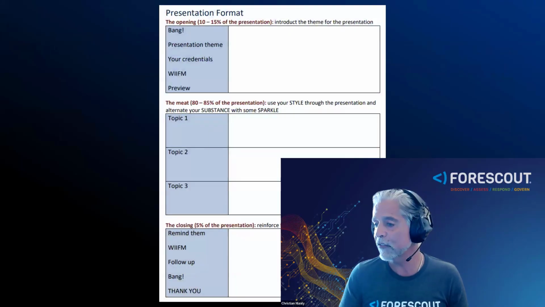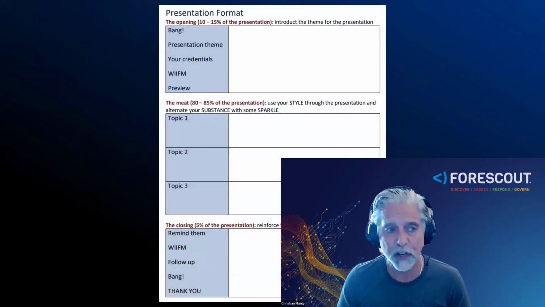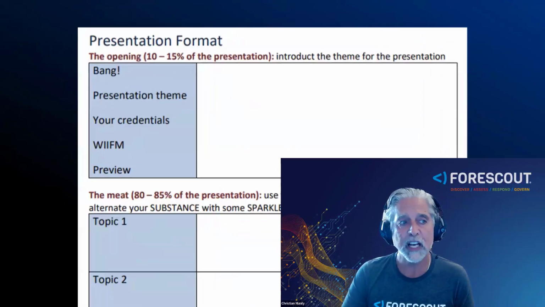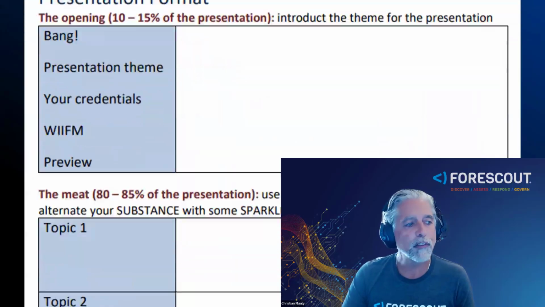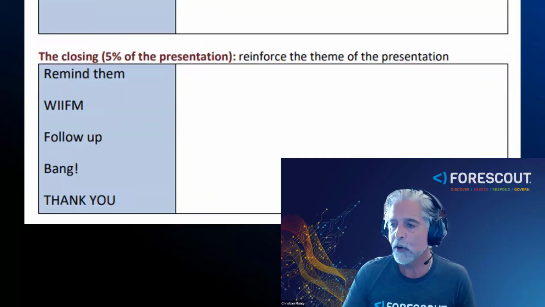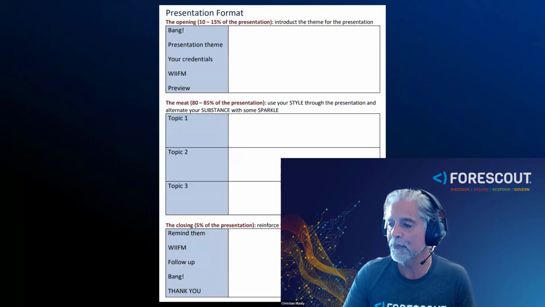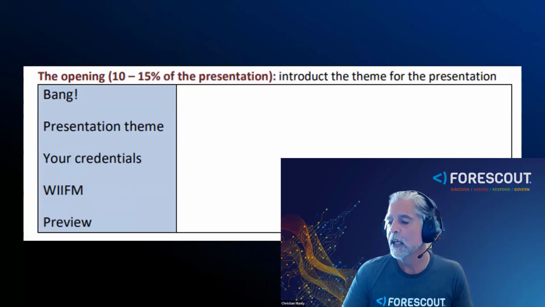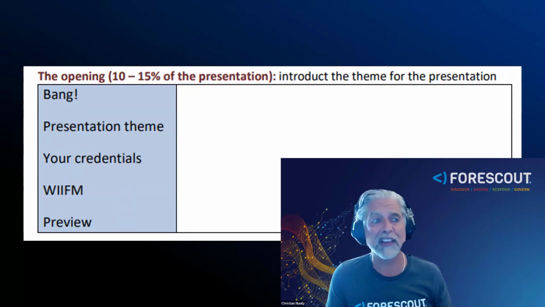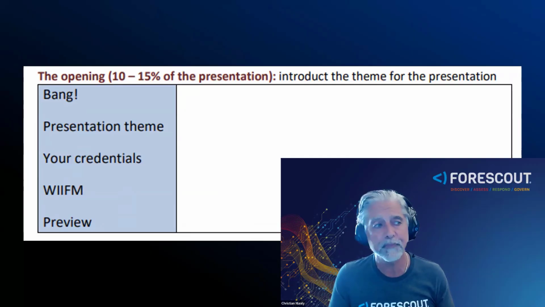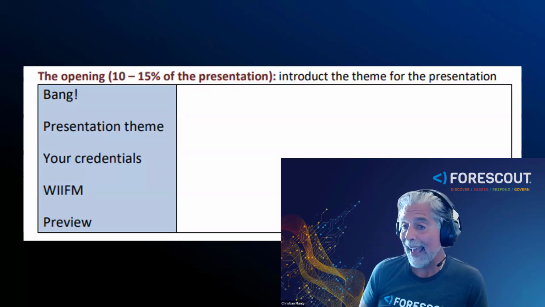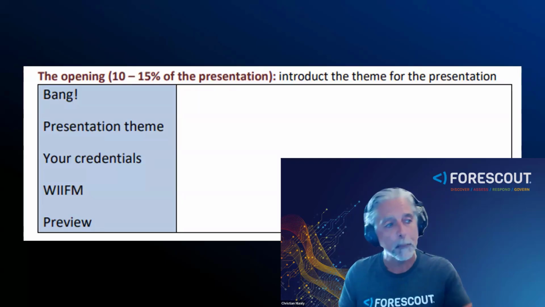I will send this to you all later today, so you have a copy of it. It's pretty simplistic. There are three sections: the opening, the meat, and the closing. We're going to talk about them one at a time, starting with the opening. The opening should occupy around 10 to 15% of your total presentation time. It includes five categories.